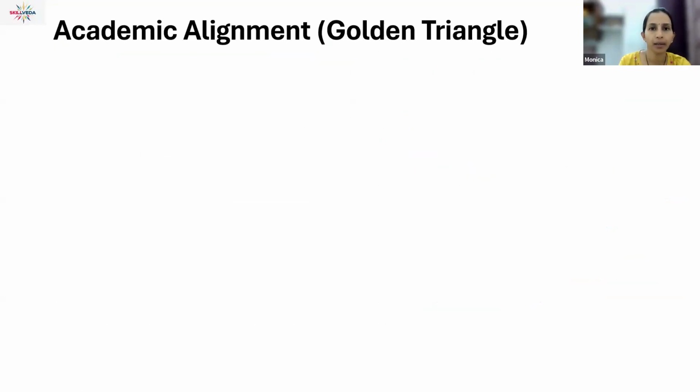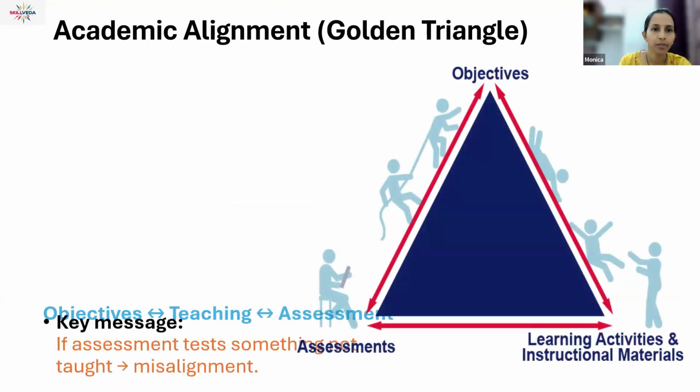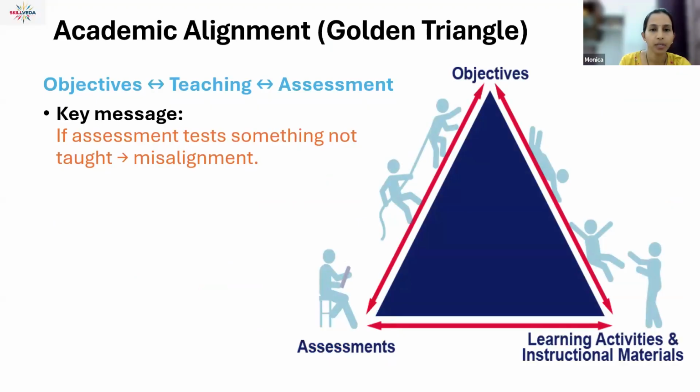Okay, then academic alignment. This is called the golden triangle. You can see the alignment triangle involves objectives, assessment, and learning activities. This model highlights the importance of constructive alignment in lesson planning. Effective teaching happens when all the three components you see work together.